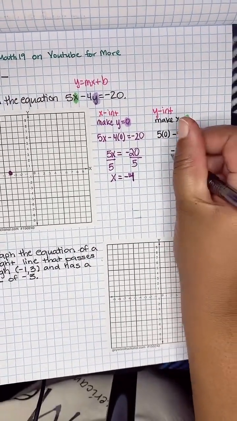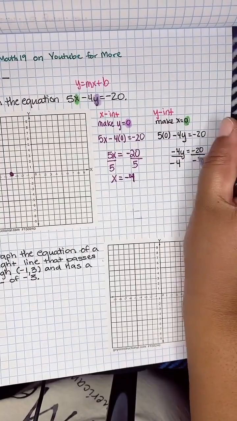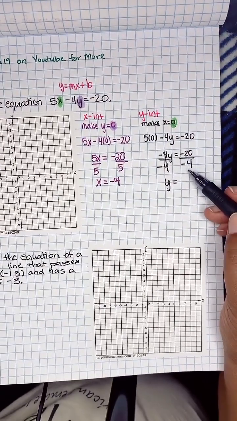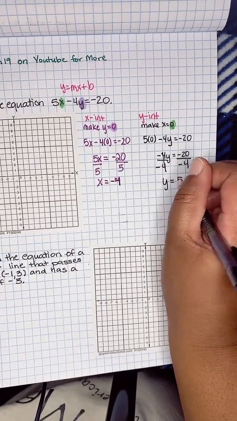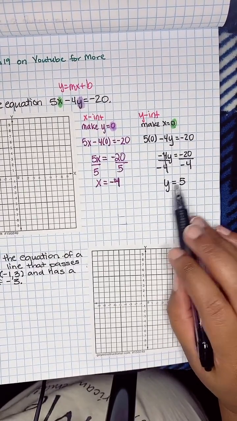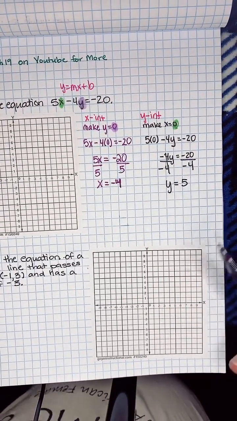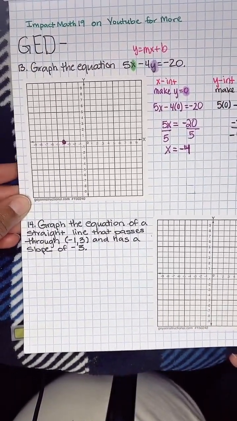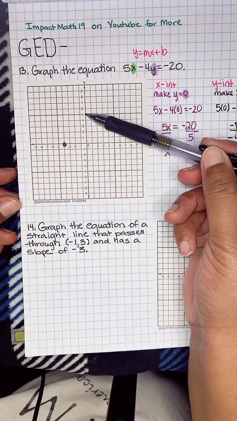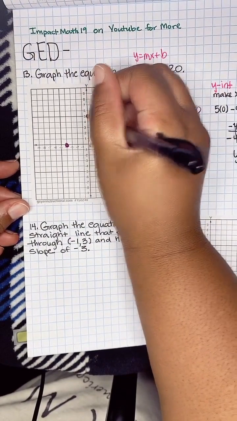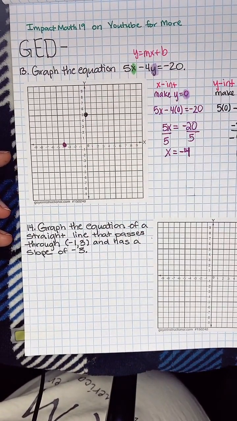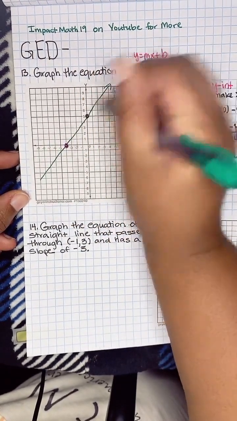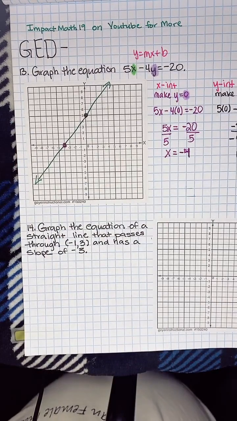Okay, so we're going to divide both sides by negative 4. So we get y equals negative 20 divided by negative 4, which gets us 5. So now we have y equals 5. So we're going to go to our y-axis. I'm going to have to bring it back over here to our graph, and we're going to find 5 on the y, which is right here. And remember, you only need 2 points to graph a line. So we connect these 2 points, and this is our equation.